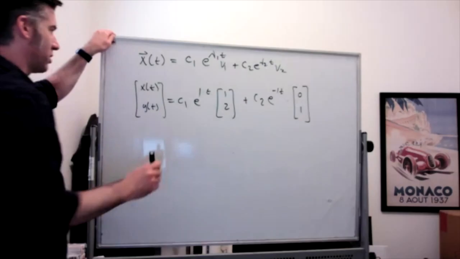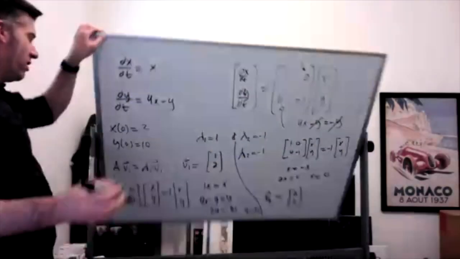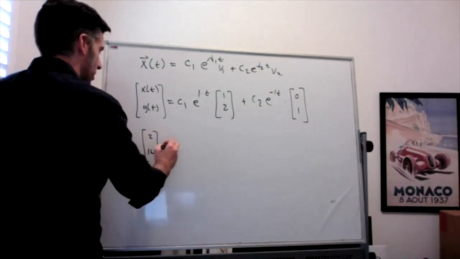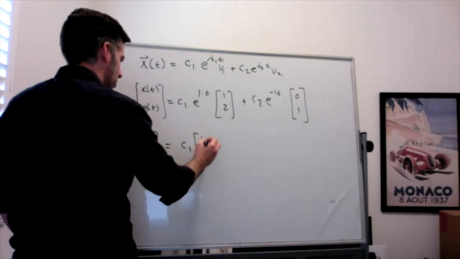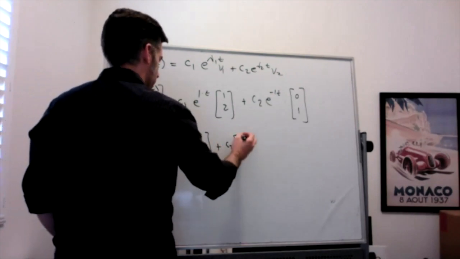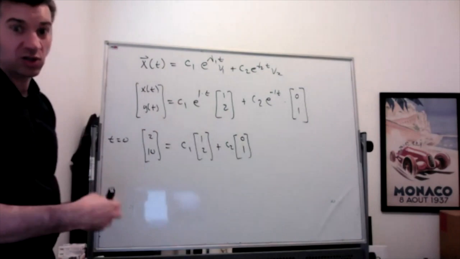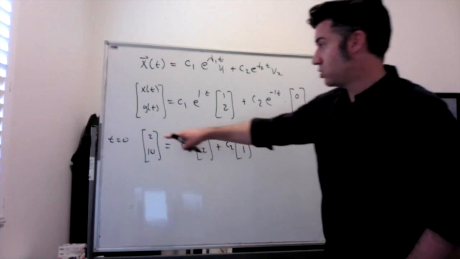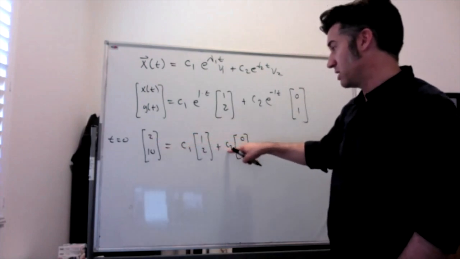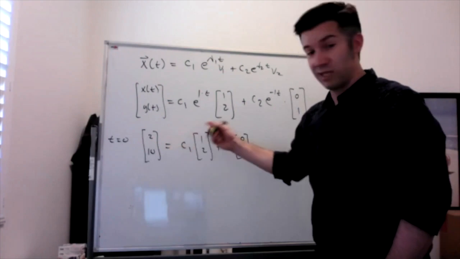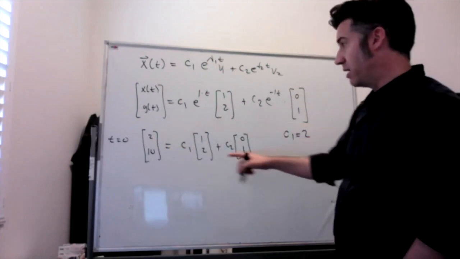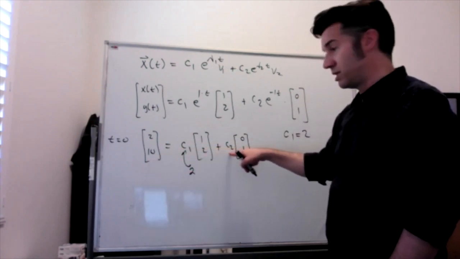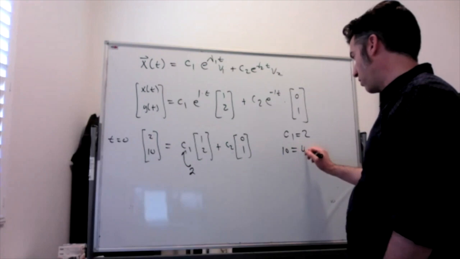We know that our initial conditions were 2 and 10. So by plugging in t equal to 0, I get 2, 10 equal to C1 times 1, 2 plus C2 times 0, 1, because the e to the 0 part just goes away. This one's especially easy to solve for because you have a 0 there. That says 2 equals C1 times 1 plus C2 times 0. So 2 equals C1. And then 10 equals 2 times 2 plus C2. So 10 equals 4 plus C2.